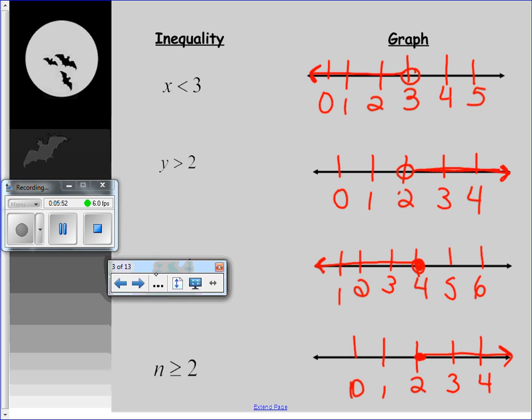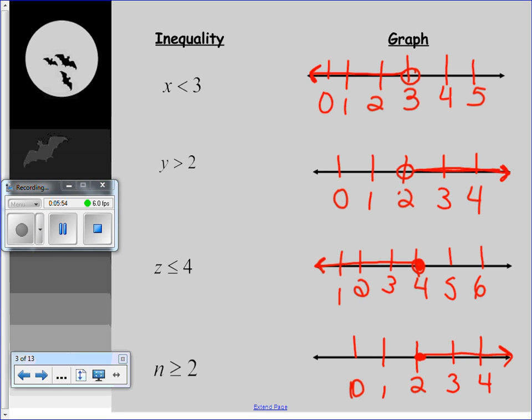One thing I want to note when you're graphing an inequality is, notice in each of these examples, the variable is on the left. And then the inequality sign is showing which direction your arrow goes. So for example, if your variable is on the left, note that the inequality is pointing to the left. That is the direction that your graph will be pointing to.